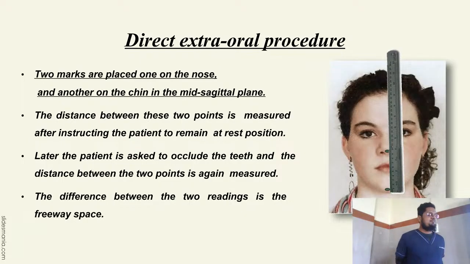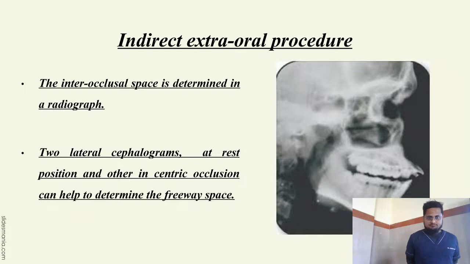In the direct extraoral procedure, two marks are placed on the patient, one on the tip of the nose and the second at the tip of the chin, and the distance between the two points is measured after instructing the patient to remain at rest position. Later, the patient is asked to occlude the teeth, and the distance between the two points is again measured. The difference between the two readings is the freeway space.